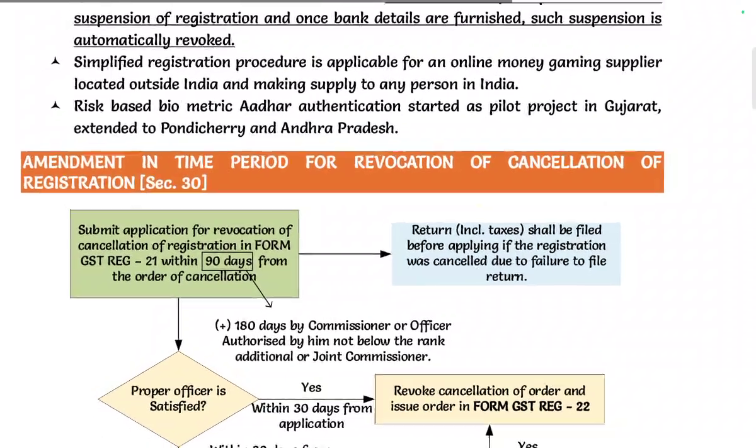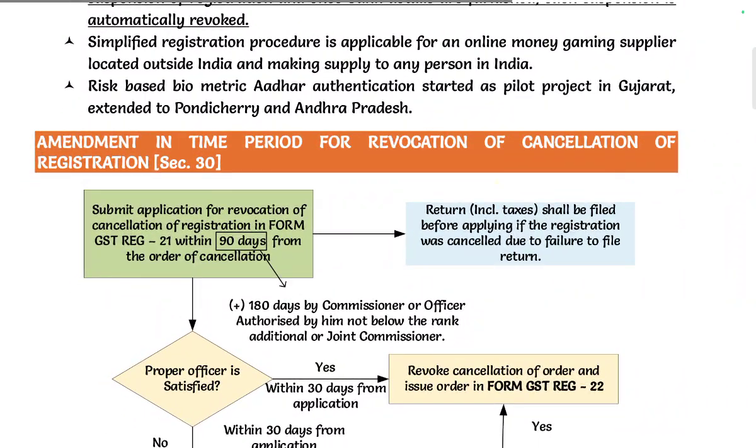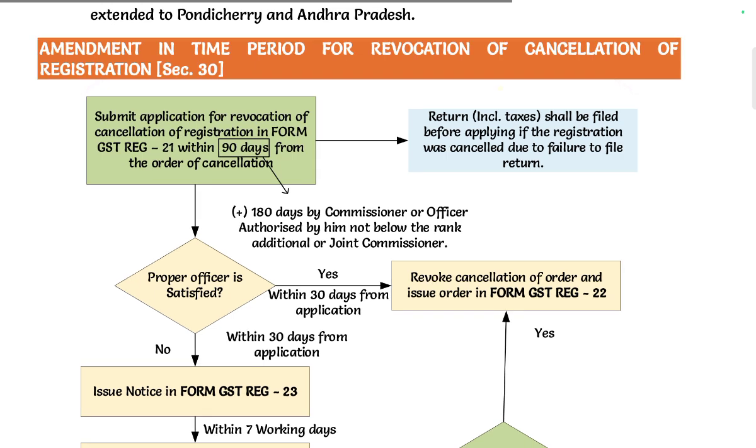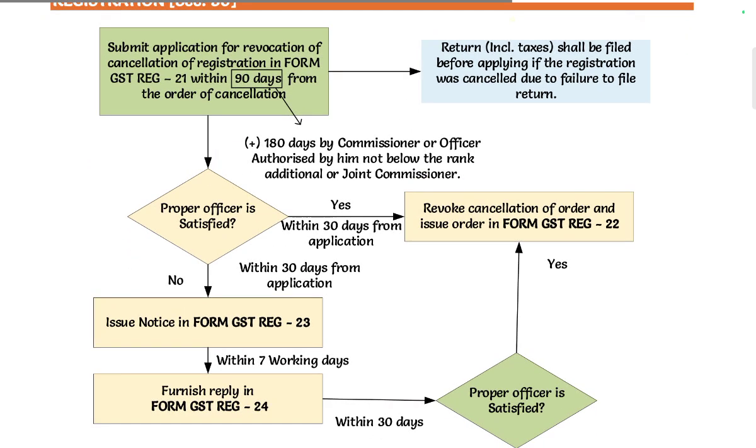Amendment to the time period for revocation of cancellation of registration. An application for revocation of cancellation of registration in form GST REG-21 can be made within 90 days from the order of cancellation. Returns including taxes shall be filed before applying, where registration was cancelled due to failure to furnish returns. The extension up to 180 days is by the Commissioner or an officer authorized by him, not below the rank of Additional Commissioner.